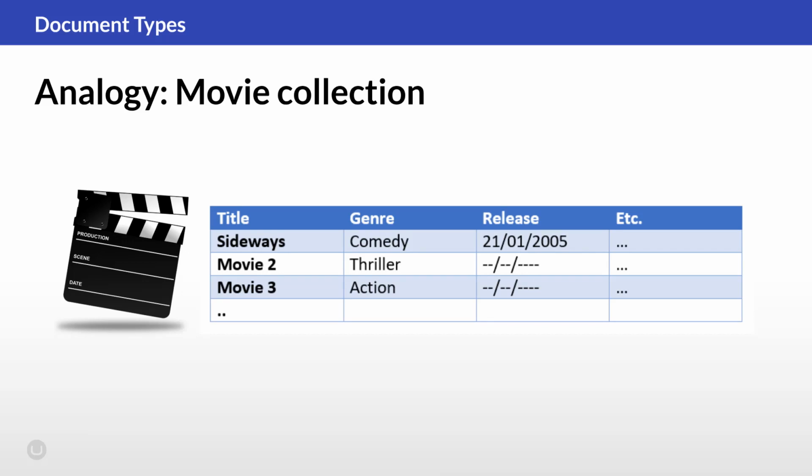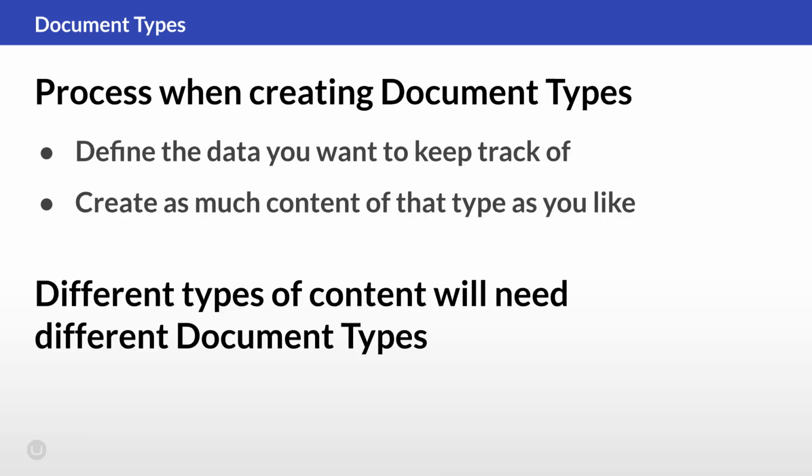You'll be going through the same process when creating document types in Umbraco. First, you'll define what kind of data you want to keep track of. And once you have that, you can create as much content of that type as you like, because you now also have a place to store it. With that in mind, different types of content will need different document types. You will most likely have a number of different document types on your site, one for each type of content.